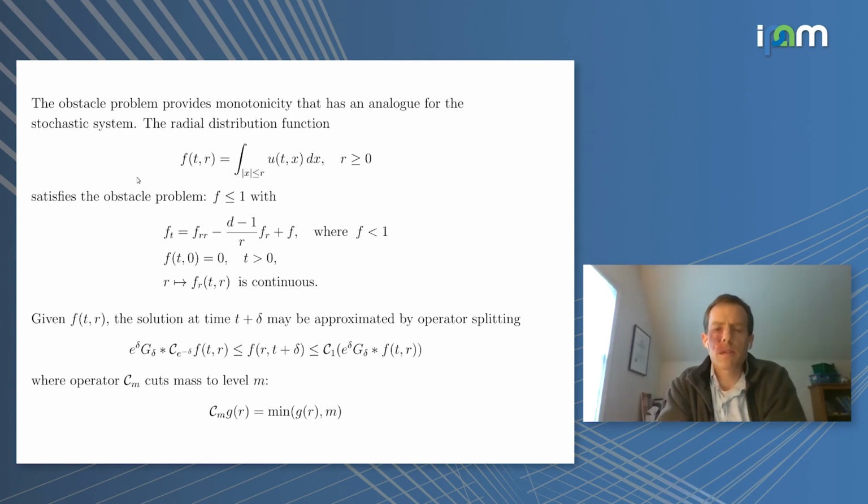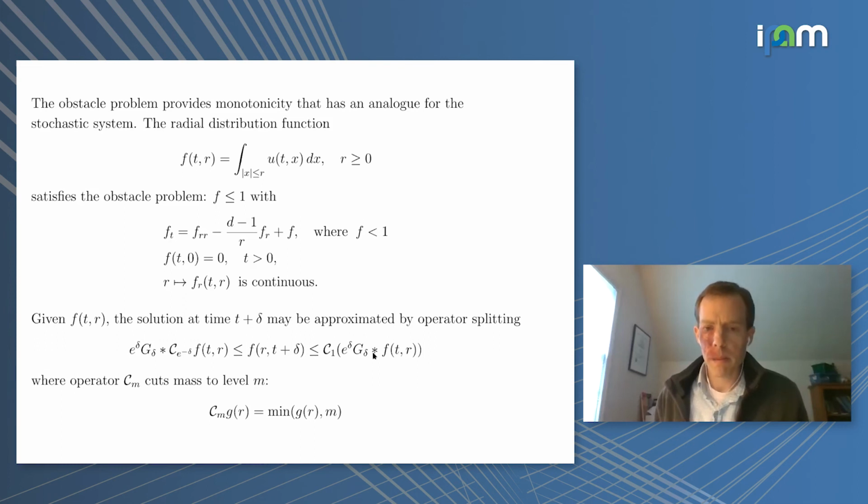All right, so the obstacle problem is useful because it provides a certain monotonicity that is helpful analytically for the study of the PDE, but it also has an analog at the level of the stochastic process. Let me explain that. So we're looking at the radial distribution function of U, and this satisfies the obstacle problem here. This problem has a maximum principle, and let us think for a moment about approximating the solution through operator splitting. Suppose we know the solution at time t, and we want to compute the solution at time t plus delta. Okay, so we're moving forward in time by delta.